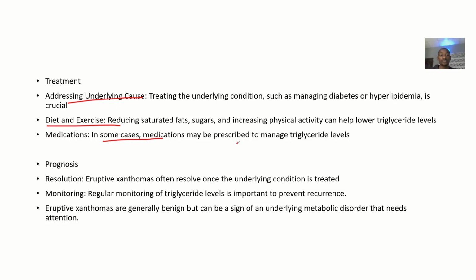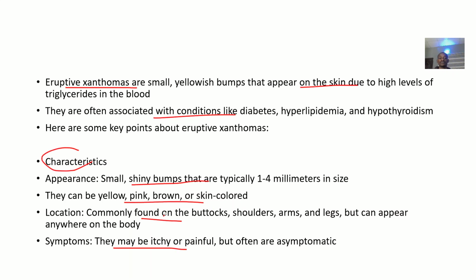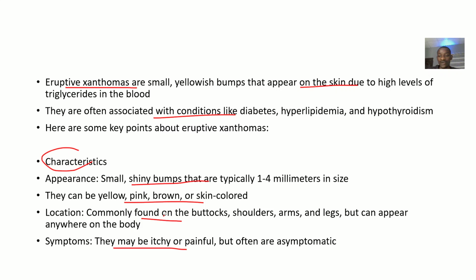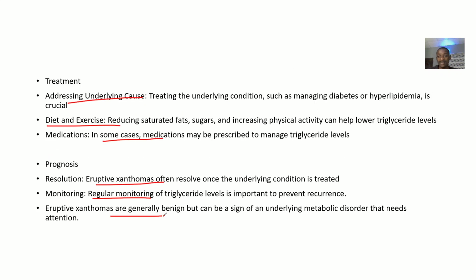Triglyceride levels. Prognosis. For resolution, eruptive xanthomas are often resolved once you treat the underlying cause. Do you understand? Regular monitoring of triglyceride levels is important to prevent what? Recurrence. Eruptive xanthomas, that's for the conclusion now. They are generally benign but can be a sign of what? An underlying metabolic disorder that needs attention. So you always treat it with what? Emergency. So that's it for eruptive xanthomas overview, characteristics, causes, treatment, and prognosis.